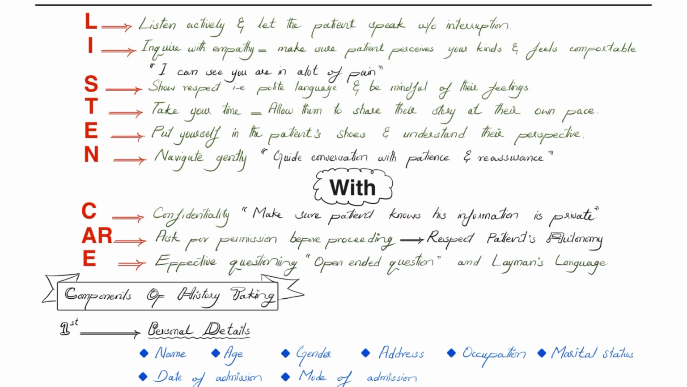Then A stands for ask for permission before proceeding, which means respecting the patient's autonomy and taking informed consent. Explain what you are going to do in the history taking, or further on if you want to perform the general or systemic examination. The patient has the full right to say yes or no.